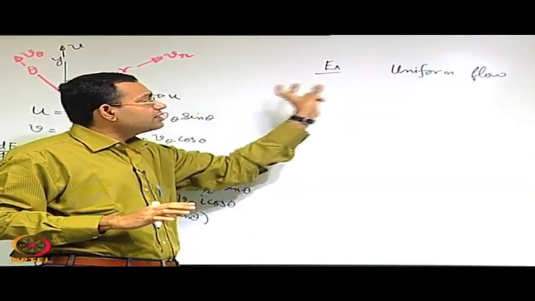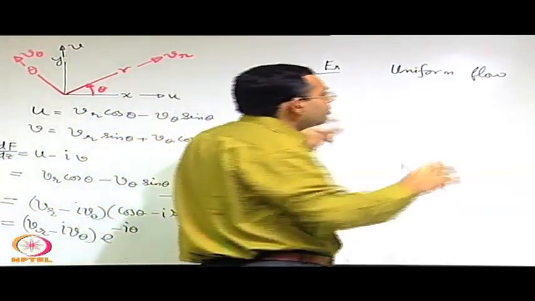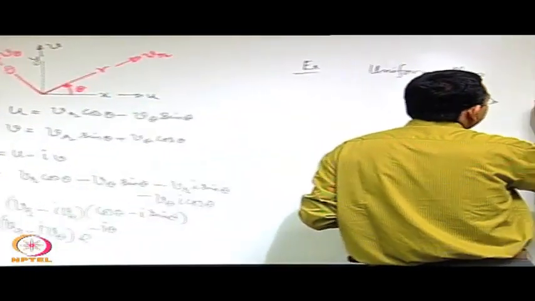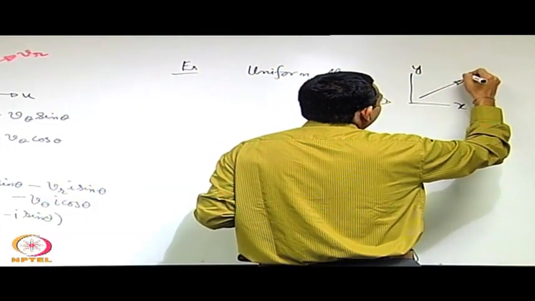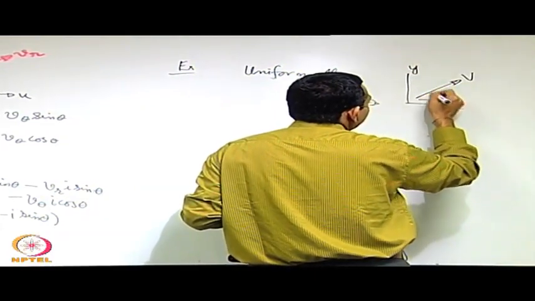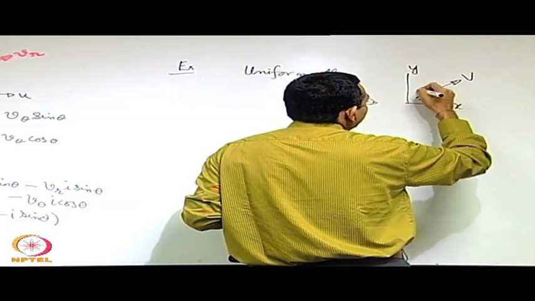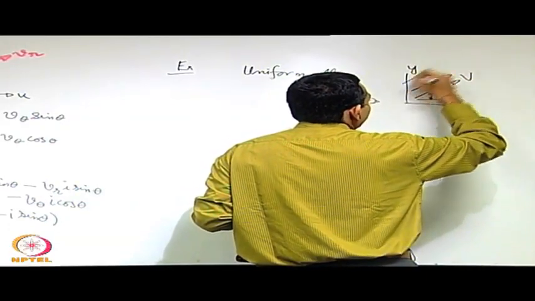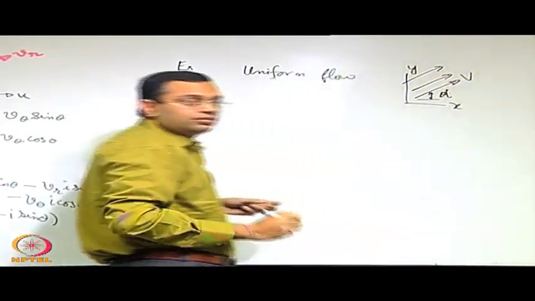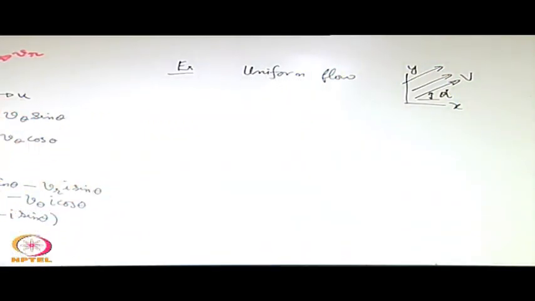Let us say one is uniform flow. Uniform flow may be in different directions. Let us say that this is x and this is y, and you have a uniform flow with a velocity V making an angle alpha with the x axis. So you have such a uniform free stream flow inclined at an angle alpha with the x axis, that is the flow we want to generate.